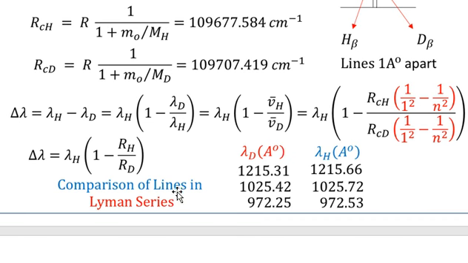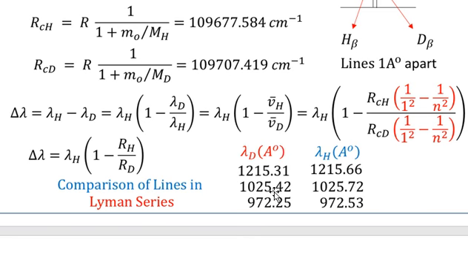Let me show you the comparison of lines of the Lyman series obtained experimentally. Lambda_D is shown in angstrom in the left column, and lambda_H for the hydrogen atom in angstrom on the right-hand side. For the deuterium atom, the first line of the Lyman series was 1215.31, whereas the same line for the hydrogen atom under the same transition was 1215.66.